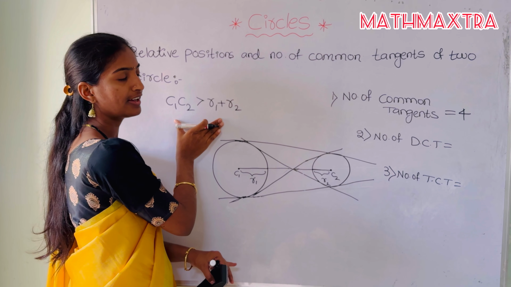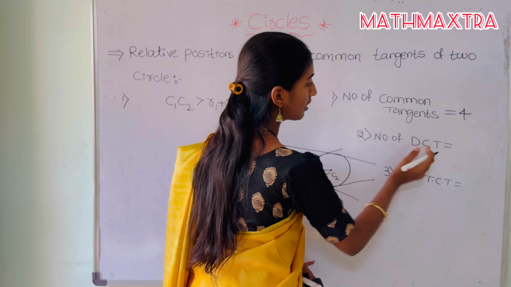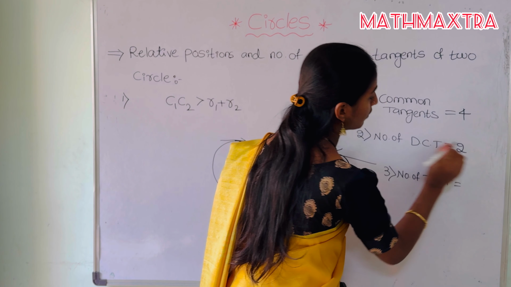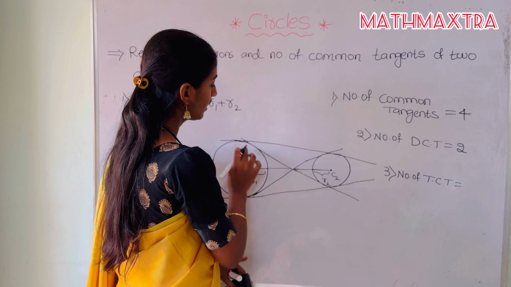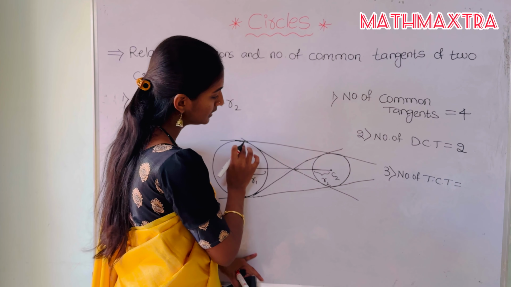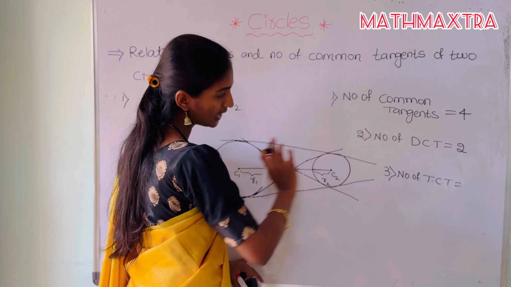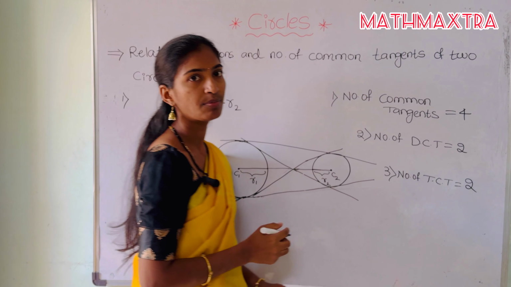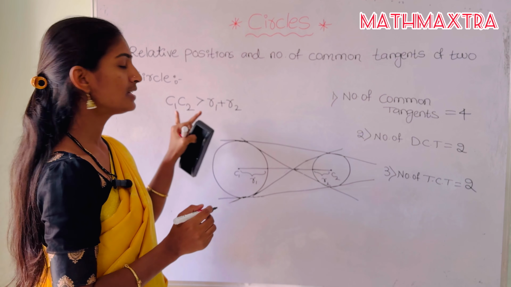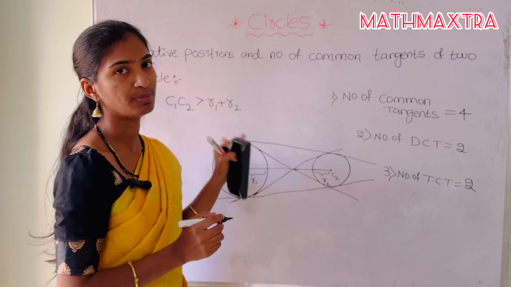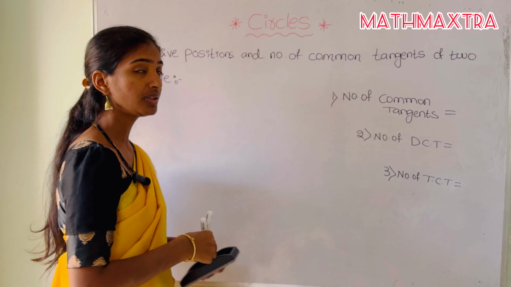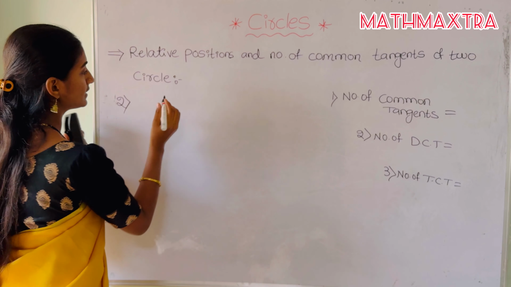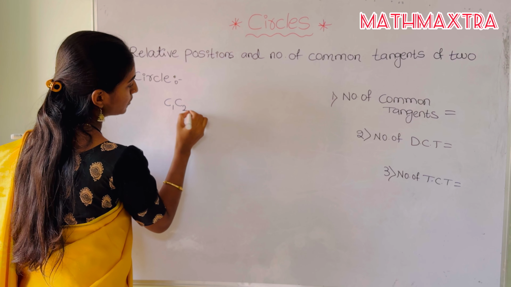The condition is C1C2 is greater than R1 plus R2. And how many direct common tangents? This is 1, this is 1. So a total of 2 direct common tangents are possible. And you count transverse common tangents. This is one transverse common tangent, this is another transverse common tangent. There are two transverse common tangents possible if the condition is C1C2 greater than R1 plus R2.